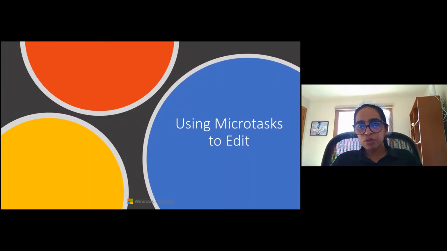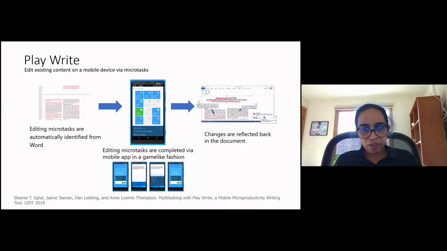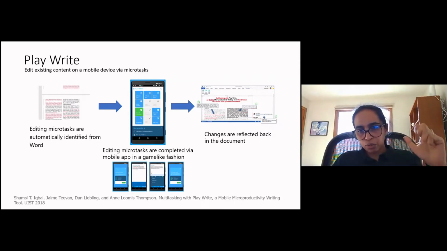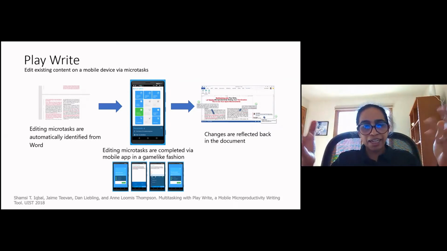The next projects that I'm going to talk about are more about, okay, you have the content that was created on, say, a Google Doc or Word or whatever, but now you want to start editing that content. So we created this tool called Playwright, which analyzes your Word document, creates microtasks and uploads them to the cloud, and then you can see these microtasks on your mobile phone. And this is presented in a game-like way.